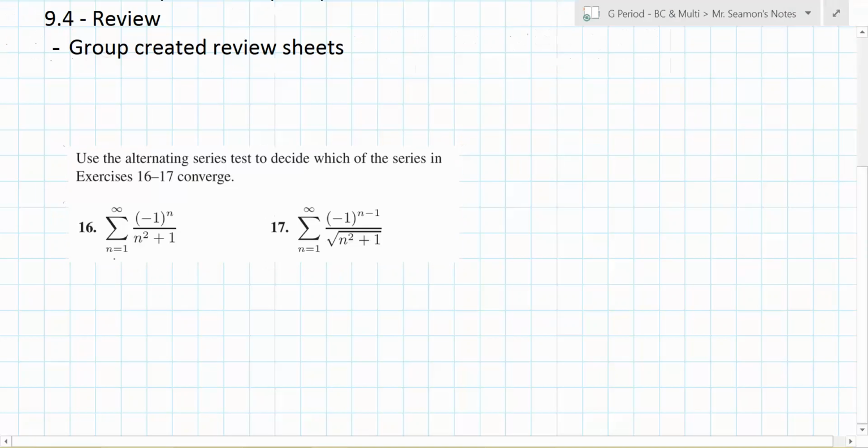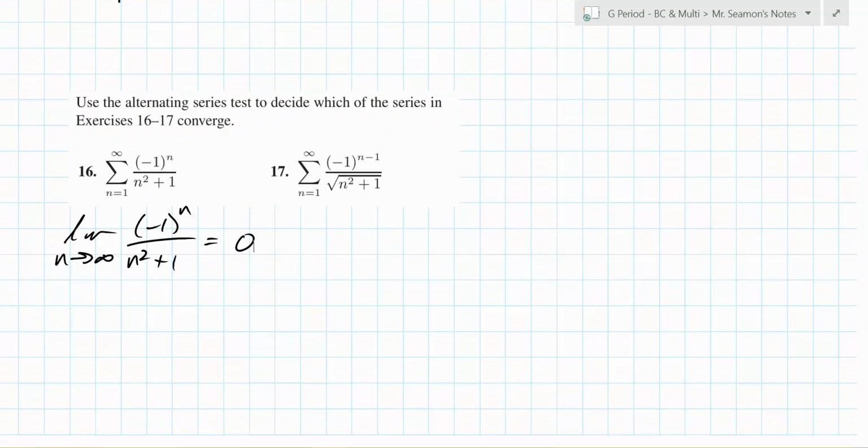Here we go. So this is: what's the limit as n goes to infinity of (-1)^n over n squared plus 1? What is that? 0. It gets infinitely big, so therefore the whole thing goes to 0. Correct. So this thing goes to 0.